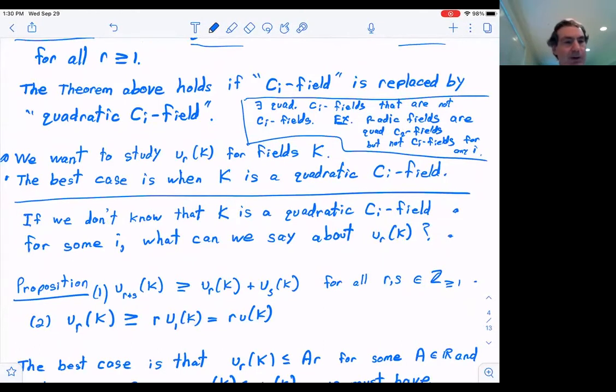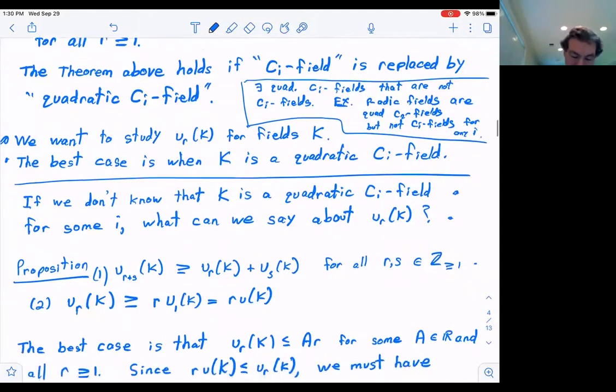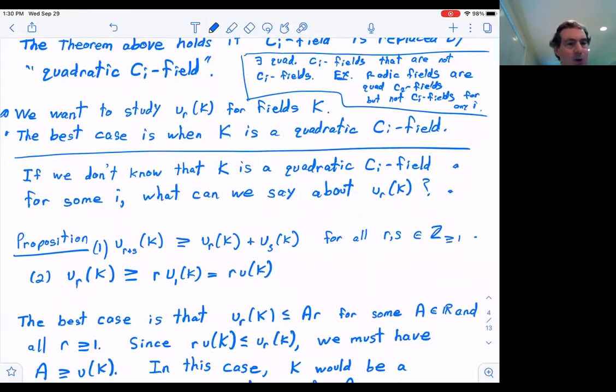What can we say? Well, there's still a lot we can say, although not nearly as much as we would like at the moment. First of all, there's an easy inequality. I'm not going to give the proof, but it's very easy to show in number 1 here. u sub r plus s is greater than or equal to this plus this. You just take 2 systems of quadratic forms in disjoint variables.